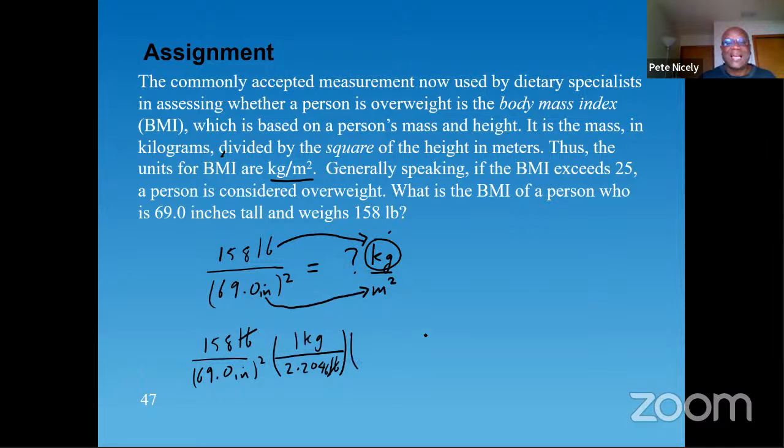That means I need to find a relationship between the inch unit and the meter unit. Based on the same chart, they give us a direct relationship between the inch unit and the centimeter unit, and it is 1 inch is equal to 2.54 centimeters.